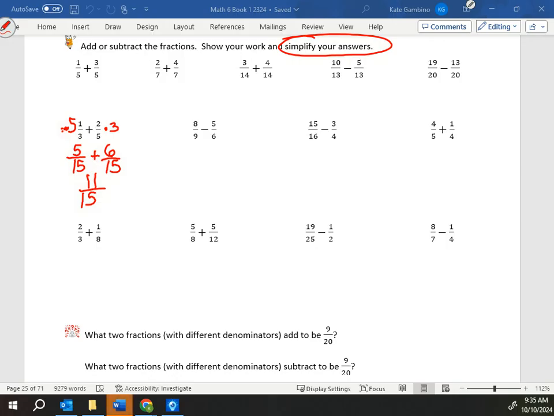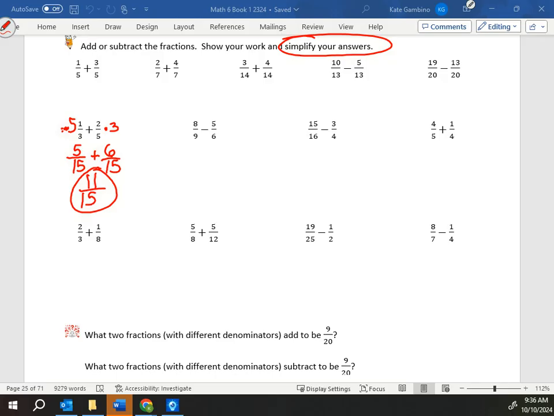Am I done? How do you know I'm done, Lila? I can't simplify it any lower. There's no number I can divide out of 11 that I can divide out of 15 besides the 1. If I divide a 1 out, the number stays the same. So I'm going to circle my final answer.